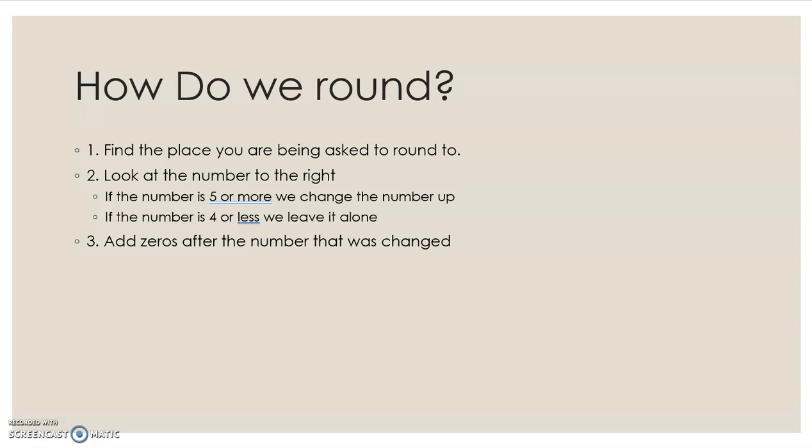So the question is, how do we round numbers? Well, there are a few steps that go into rounding. The first step is we find the place value we are being asked to round to. Once we find that place value, we look at the number to the right. If the number is 5 or more, we change the number up. If the number is 4 or less, we leave it alone. After we change that number, we have to make sure that we add zeros behind it.